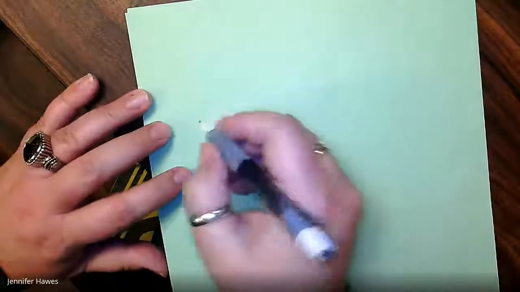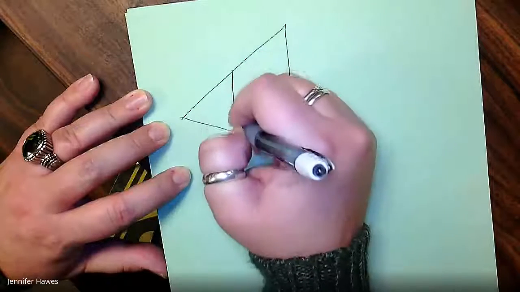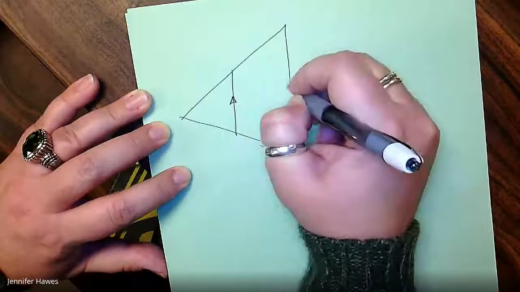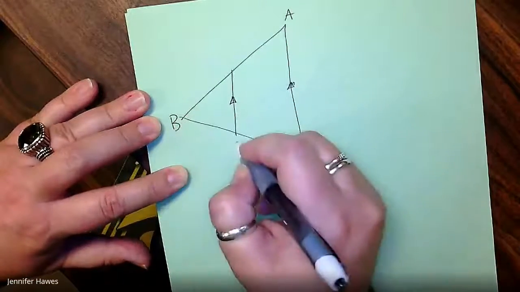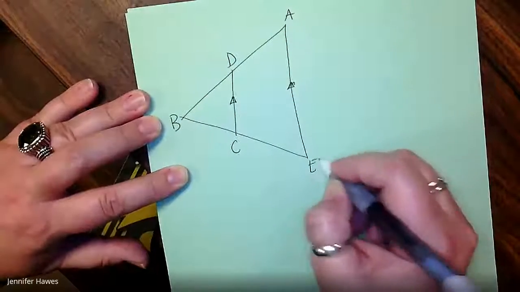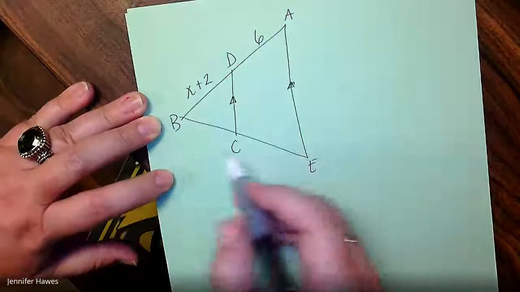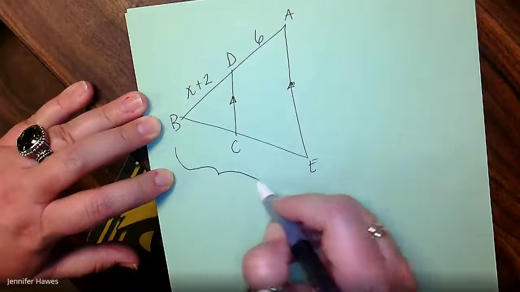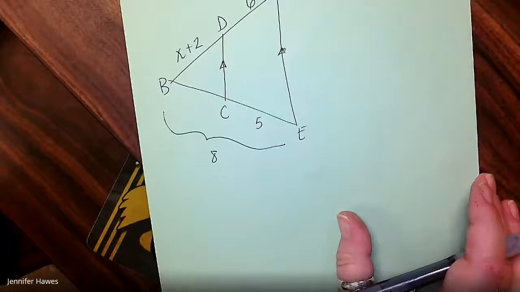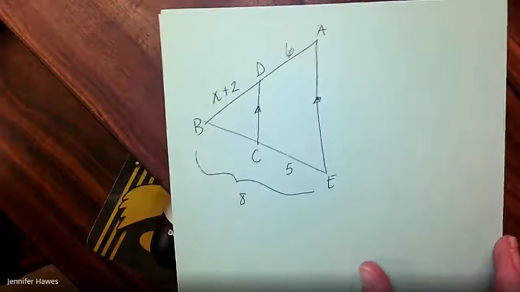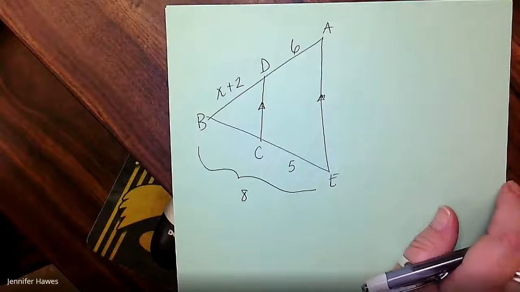All right, so I'm going to switch up my... A, B, C, D, E. So that's x plus 2. This is 6. This is 8, and this is 5. Okay. There we go. Okay, so what if I said find x?